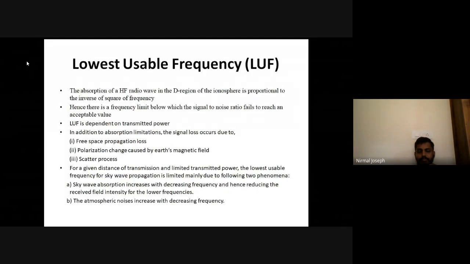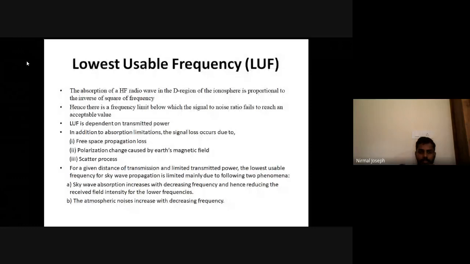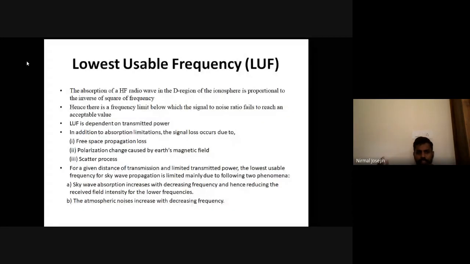The absorption is more means what? The signal to noise ratio fails. That means the signal is getting absorbed and noise is added naturally. So there is a lower limit for the frequency. That is called the lowest usable frequency, and it depends on the transmitted power.